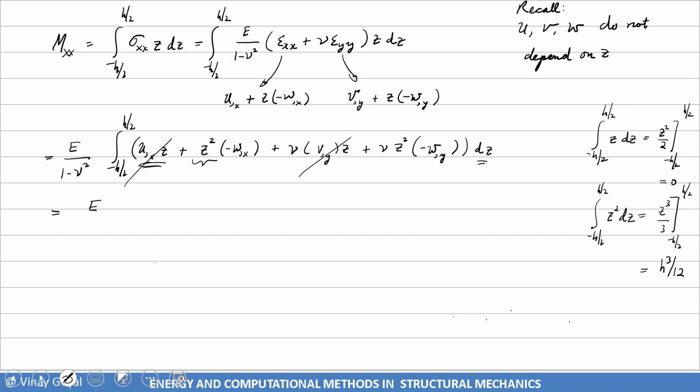So this really becomes E over 12 times 1 minus nu squared. And you have a minus here. And by the way, this is x and this is y. I apologize. That's nu, Poisson ratio. There's no minus here. And if I switch x and y, I'm able to get Mxx, Myy. So very similar procedure. So now I'm left with Mxy to do.